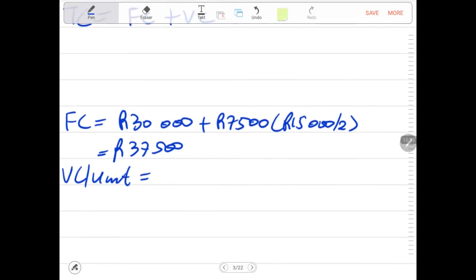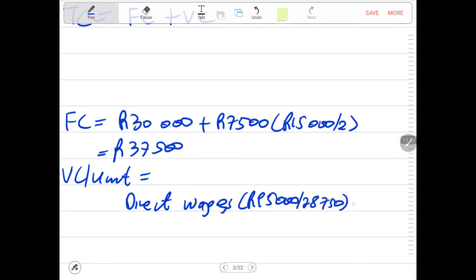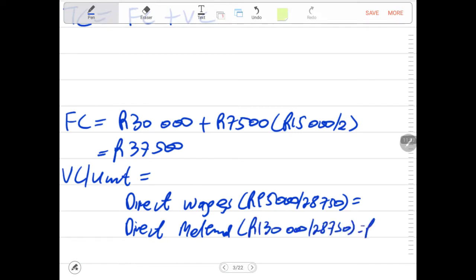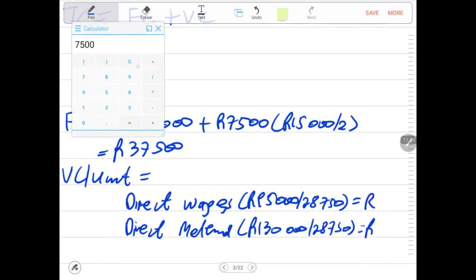It's very important to know that variable cost per unit is fixed. We have our direct wages, which are 95,000. We divide this by 28,750 to get our direct wages per unit. We also have our direct material, which is 130,000. We divide this by the number of units that were manufactured, 28,750, so that we can get to our cost per unit.